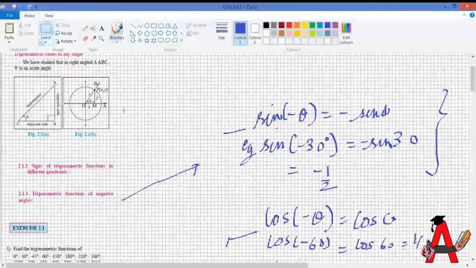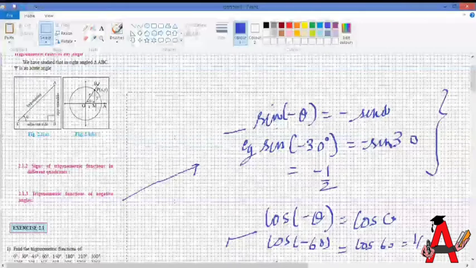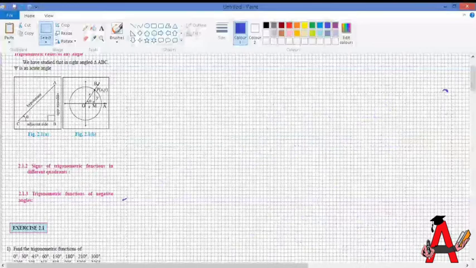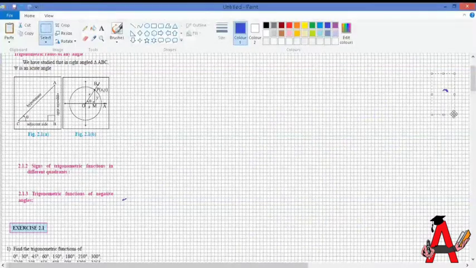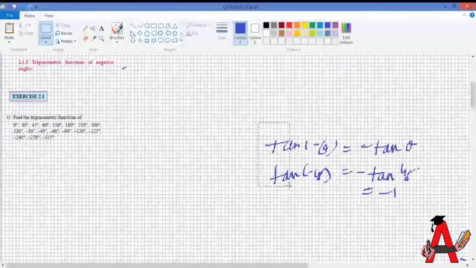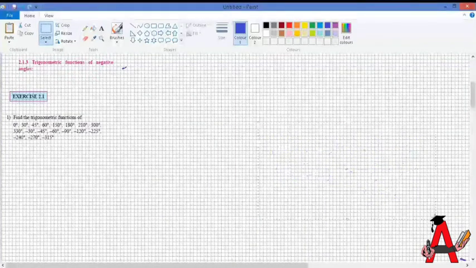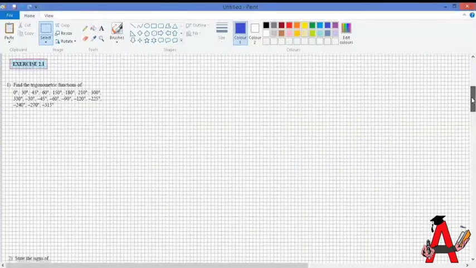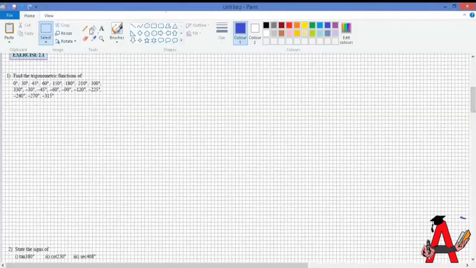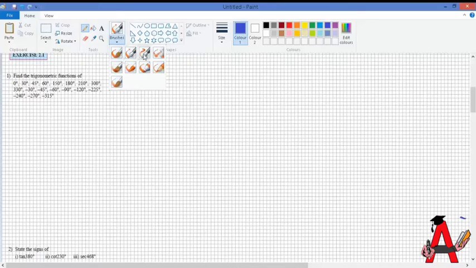Now let's quickly move on to the different questions in the exercise. Now there are questions, exercise number 1. Today we want to do only 2.1. And in 2.1, we'll select a few questions which are of different types. The first question is: find the trigonometric functions of the following. So let's take it simple. Let's take 60 first.